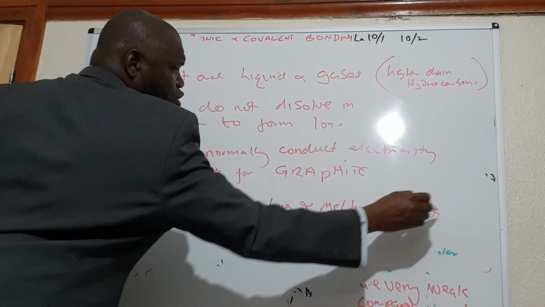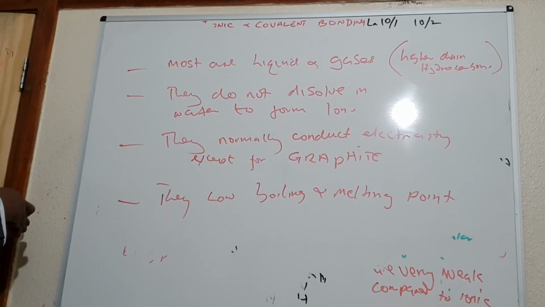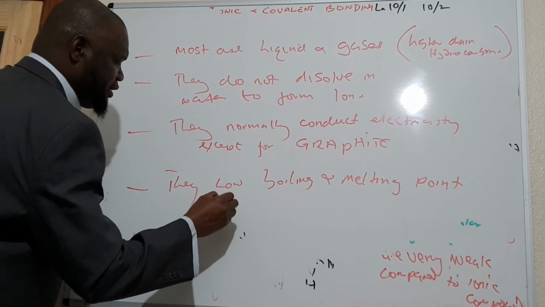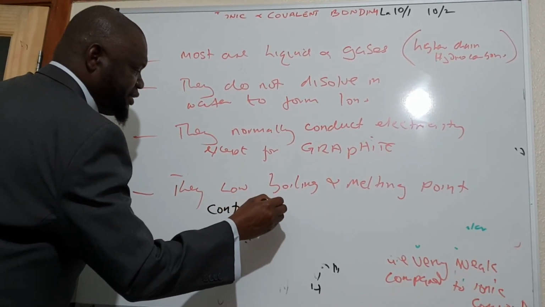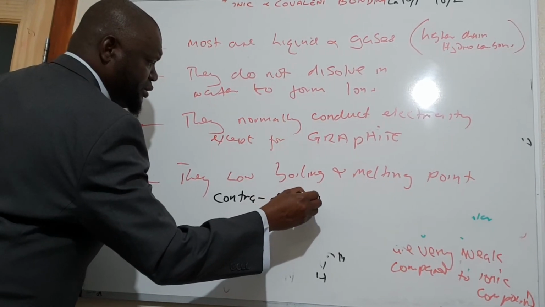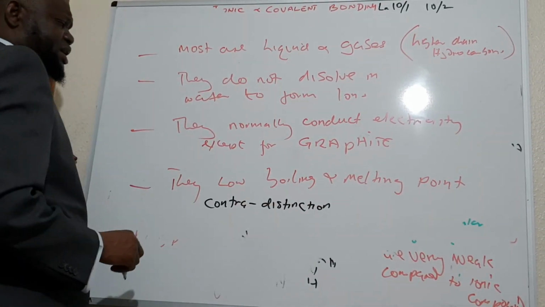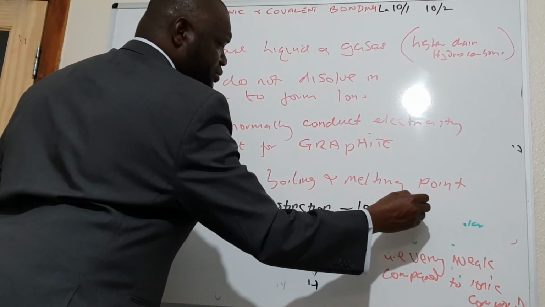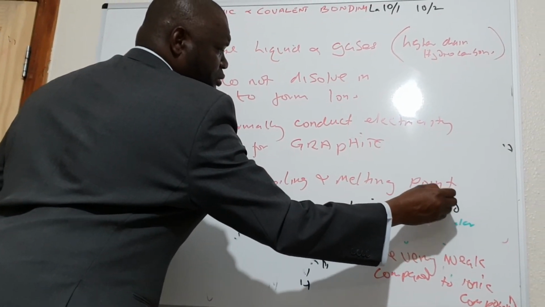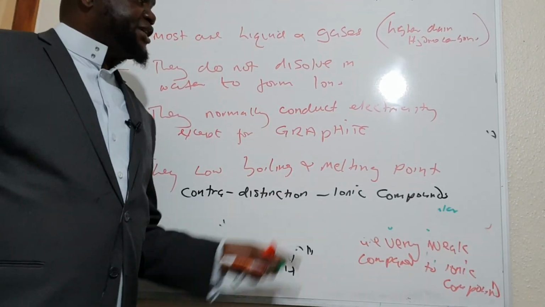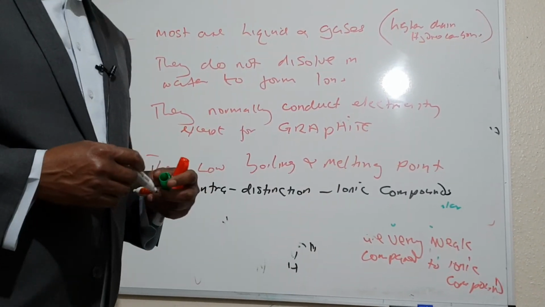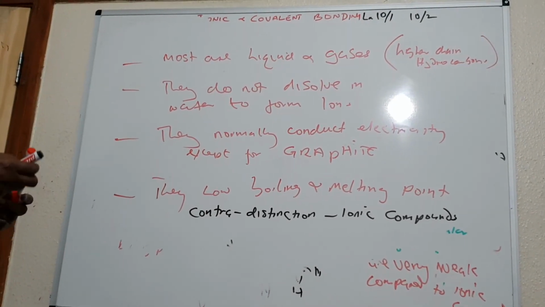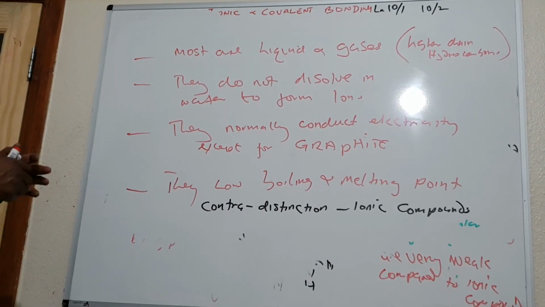All this is in contradistinction to, you know the word distinction, opposite to, in comparison to ionic compounds. All this I'm saying is in contradistinction to ionic compounds. So basically, they look like the opposite of ionic compounds.